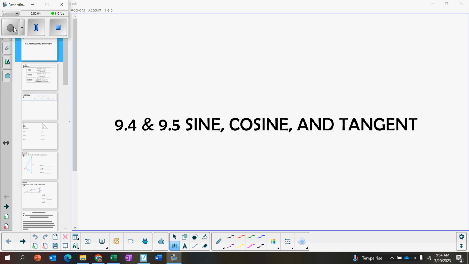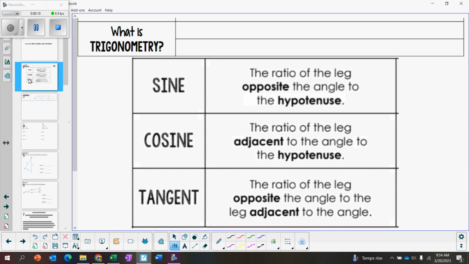This is lessons 9.4 and 9.5. Today we're going to talk about sine, cosine, and tangent, otherwise known as trigonometry. So first, what is trigonometry? That is the study of the relationship between the sides and angles of triangles.